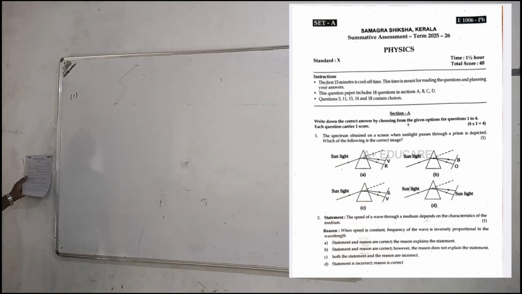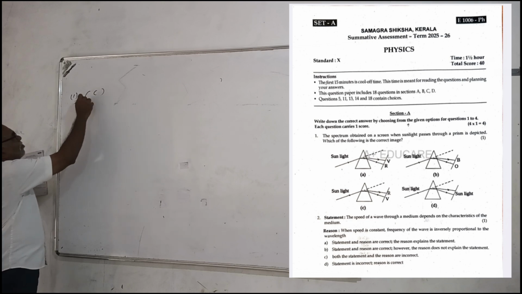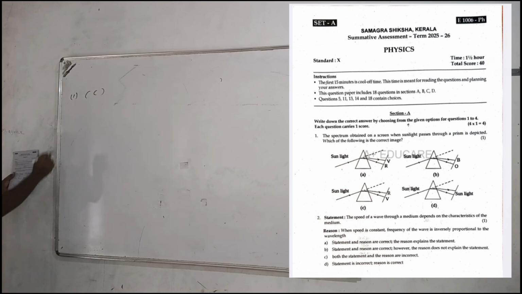Violet, red. The sunlight, when it passes through a prism, splits up into 7 colors due to refraction, and that process is called dispersion. Violet deviates more, red deviates less. So the correct option is C. First question, correct option is C. And see the second statement.